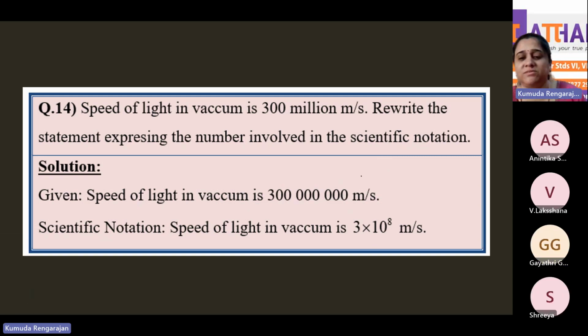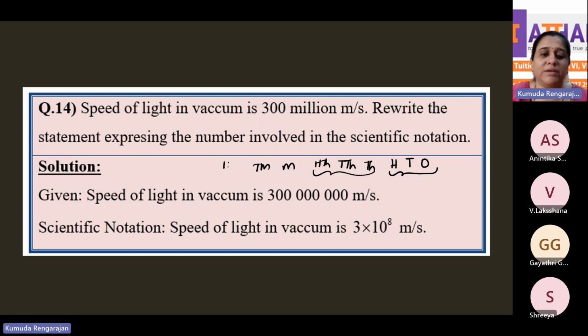International system, children. Yes, international system. Let me write again. Ones, tens, hundreds, 1,000, 10,000, 100,000, million, 10 million, 100 million.